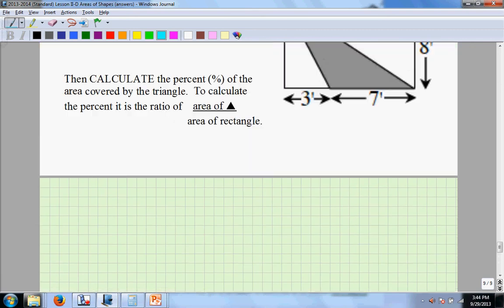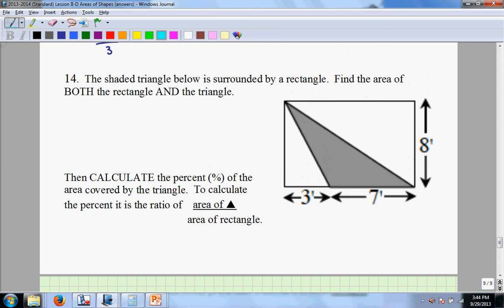Number 14 says the shaded region below is surrounded by a rectangle. That's important. That means you've got a right angle here. Find the area of both the rectangle and the triangle. Then calculate the percent of the area covered by the triangle. To do that, you're going to take the area of the triangle, which I have striped in green, and you're going to divide by the area of the entire rectangle, which I'm simply going to outline in pink here.